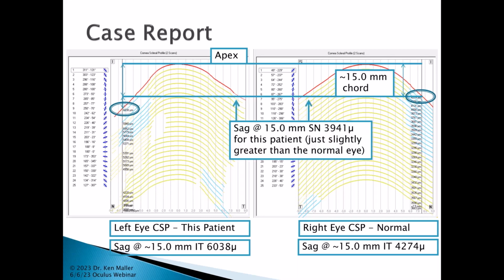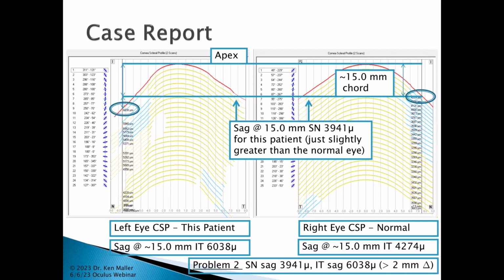I didn't show it here, but I did grab the value, and you can see just by eyeballing this that the normal compared to this particular patient's left eye on the nasal side, they're fairly similar on that superior nasal intersection there, and the patient's was just a little bit steeper at 3941 microns of sagittal depth at that 15 millimeter chord. But this is the second problem. The superior nasal sag is 3941 and the inferior temporal sag is 6038. That's greater than a 2 millimeter difference between one side of the eye and the other.